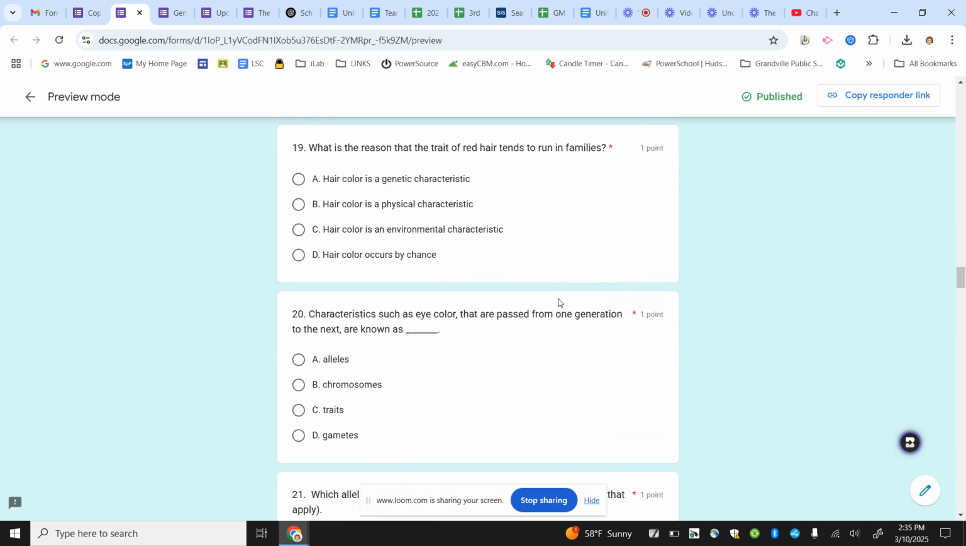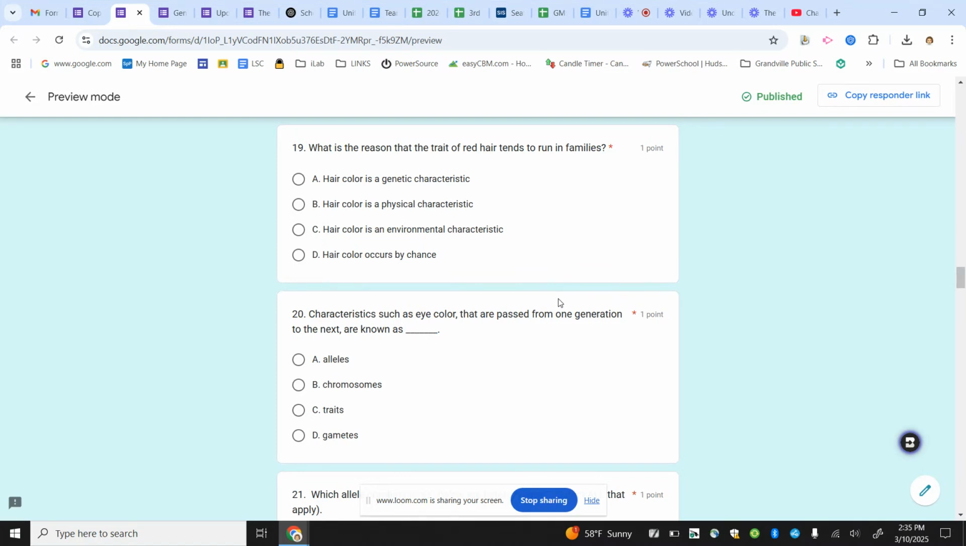Number 19, what is the reason that the trait of red hair tends to run in families? A, hair color is a genetic characteristic. B, hair color is a physical characteristic. C, hair color is an environmental characteristic. Or D, hair color occurs by chance.